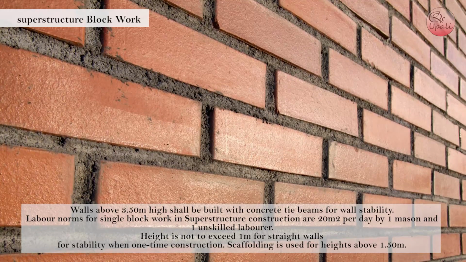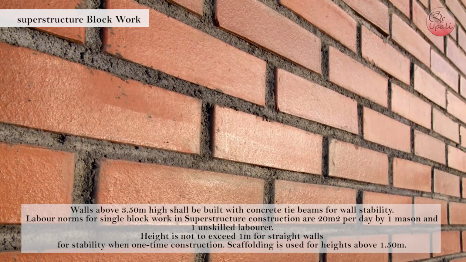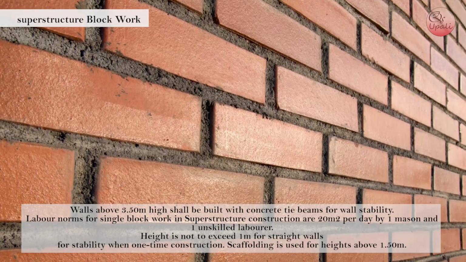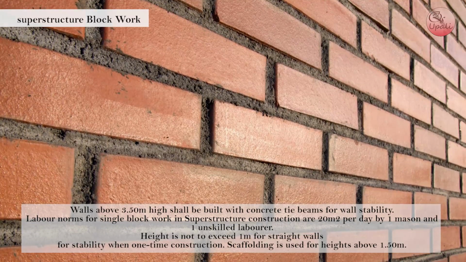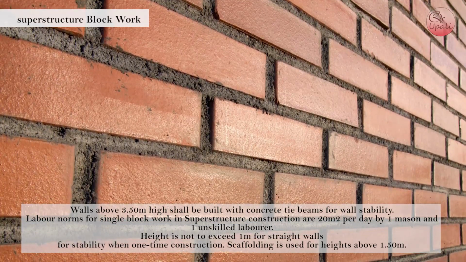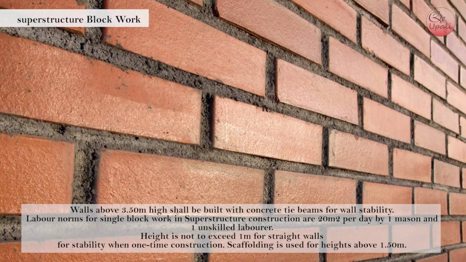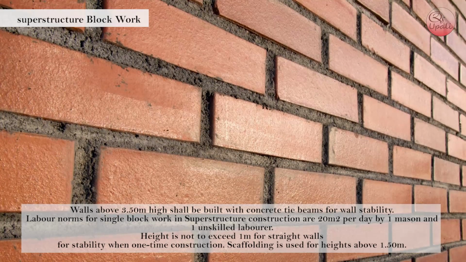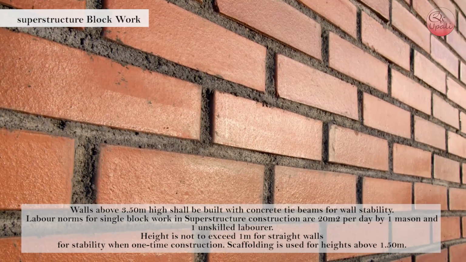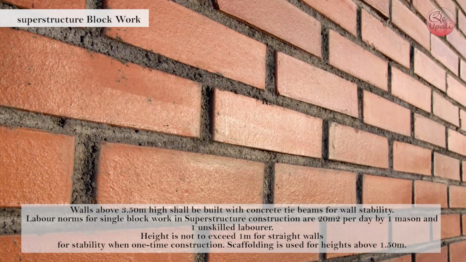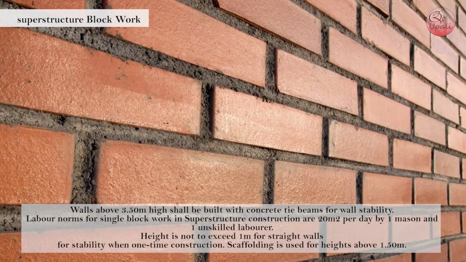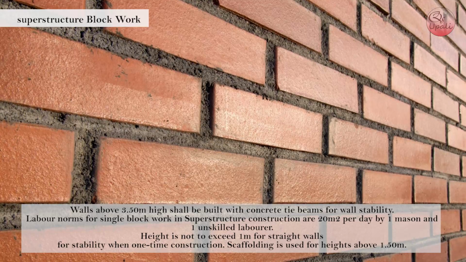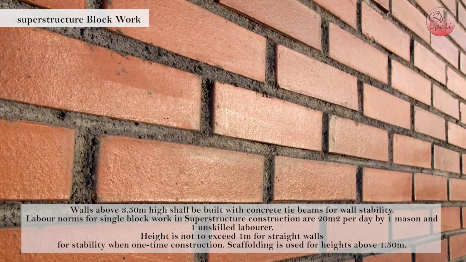Labor norms for single block work in superstructure construction are 20 meters per day by one mason and one unskilled laborer. Height is not to exceed 1 meter for straight walls for stability when built in one time construction. Scaffolding is used for height above 1.5 meters.